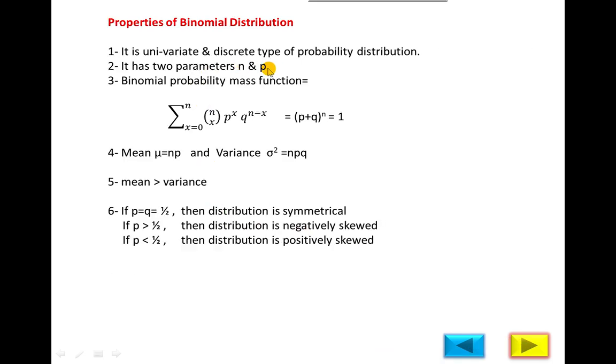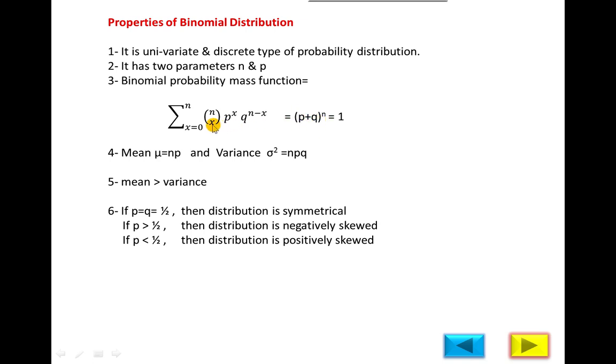So n, p are parameters. Parameter means population value, given value, standard value. With the help of n and p, we can find the probability of x. This is the formula of the binomial probability function. This is equal to (p plus q) power n. You have used this formula in mathematics. (a plus b) power n is the binomial theorem. If you expand this, you will obtain this.